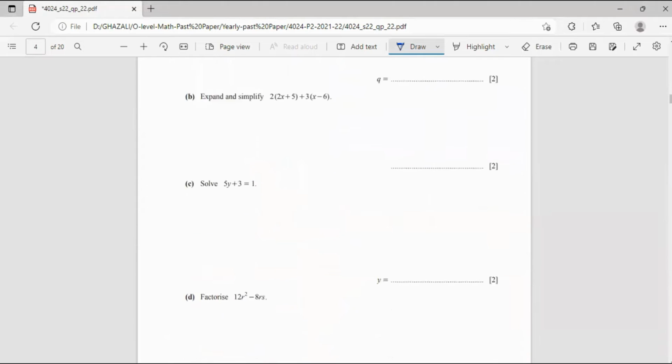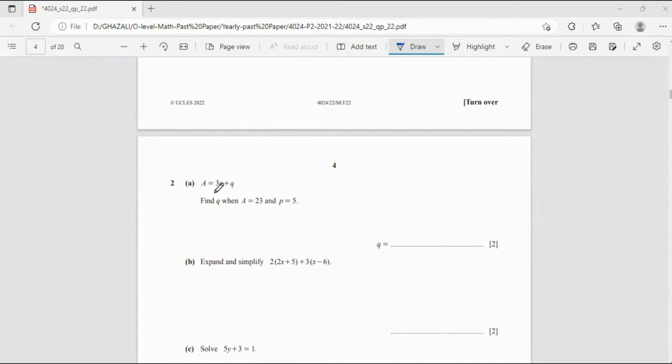Now next question, question number 2. Part A, capital A is equal to 3P plus Q. Find Q when A equal to 23, P equal to 5. Now find the value of Q. Here we put the value. A is equal to 23 and 3 times P is 5, plus Q. Now 23 minus 15 is equal to Q, and Q will be equal to 8.